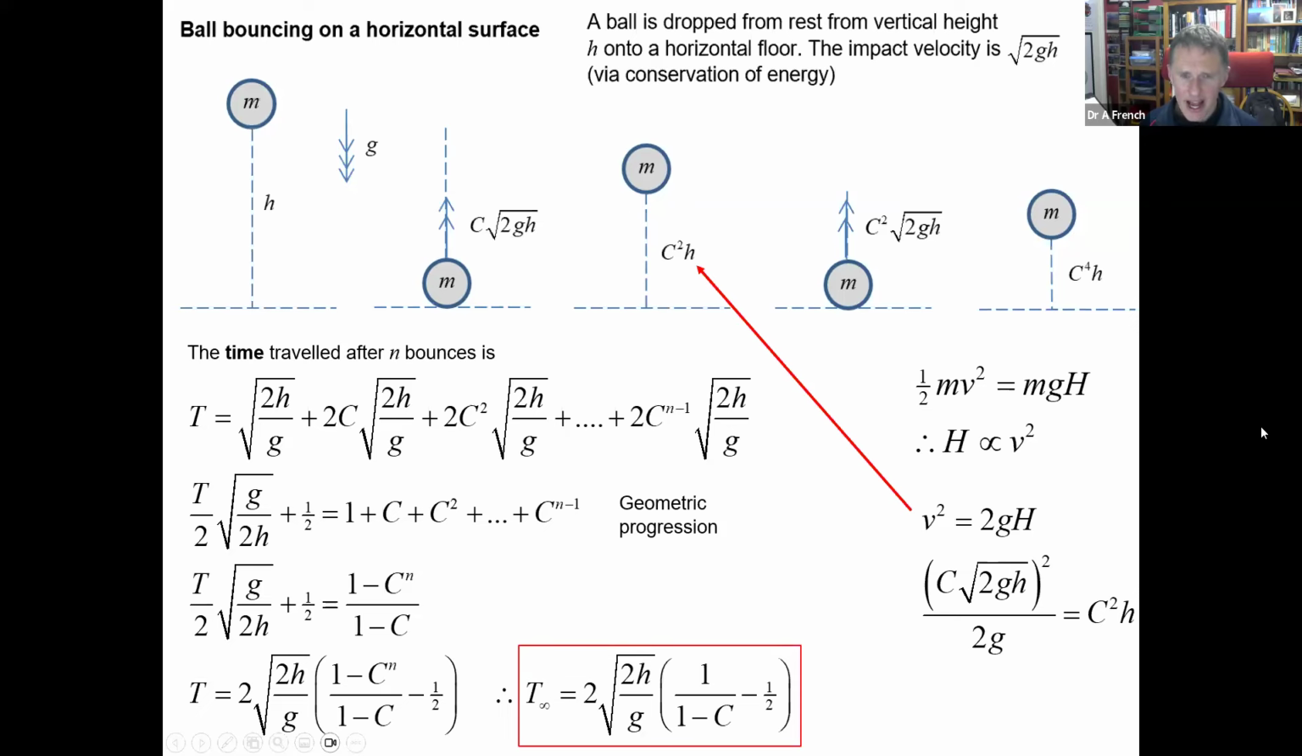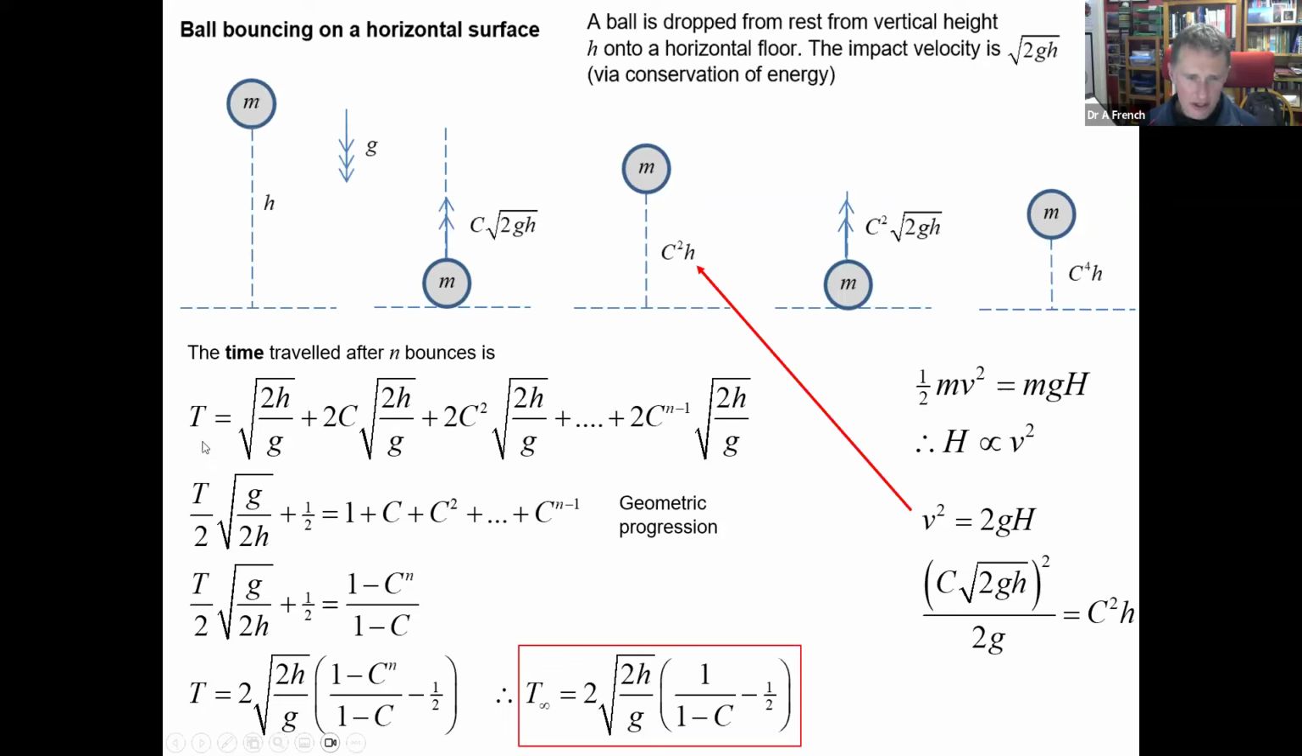How high does it go? Well, if you use v squared equals 2gh from kinematics, you'll notice it will rise c squared times the previous height. So every time we need to multiply the maximum height by c squared. If you want to work out the time travelled after n bounces, distance is a half gt squared. So if you put in your c to the n h, or c to the 2n h, in here, you'll end up getting a nice c on the outside, or c squared for this one.